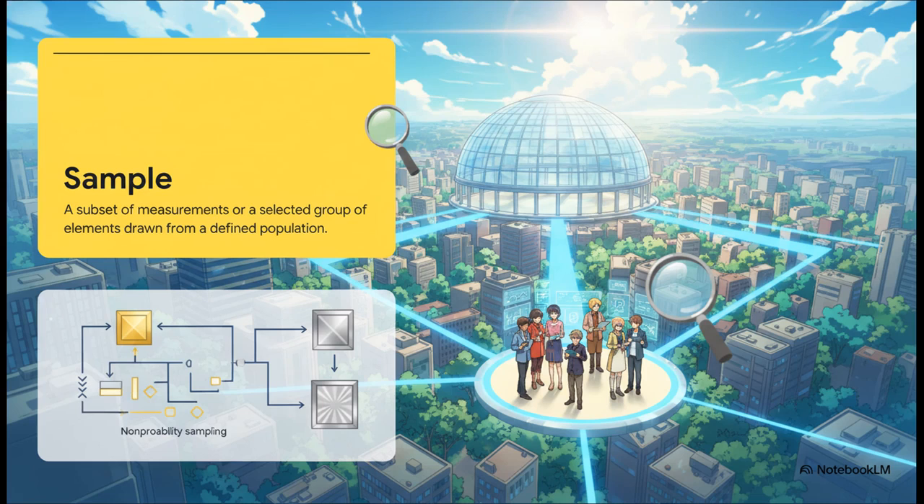And that handful of chips, that's your sample. It's the small, manageable group that you actually study. And by looking closely at that sample, you can make some really smart guesses or conclusions about the entire population. The absolute key, though, is that the small group has to look a lot like the big one.